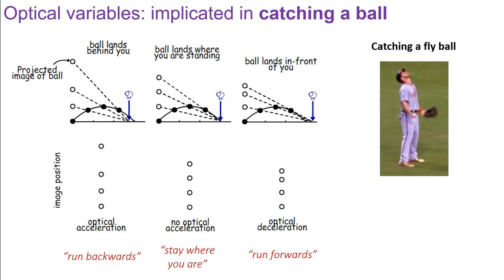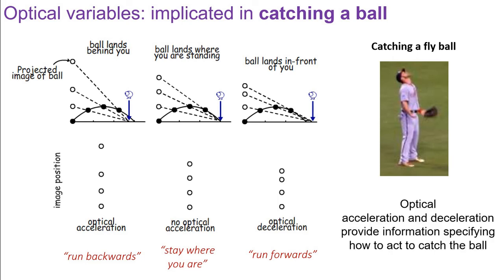What you should be beginning to appreciate by now is that if you detect the particular optical pattern of motion, you can get information about how you should move. If you detect an optical acceleration of the ball, you should run backwards. If there's no optical acceleration, you should stay where you are, and if you detect an optical deceleration in the image of the ball, you should start running forwards. The lesson here is that a simple optical variable can provide information about how you should act in this particular situation in order to intercept the ball.